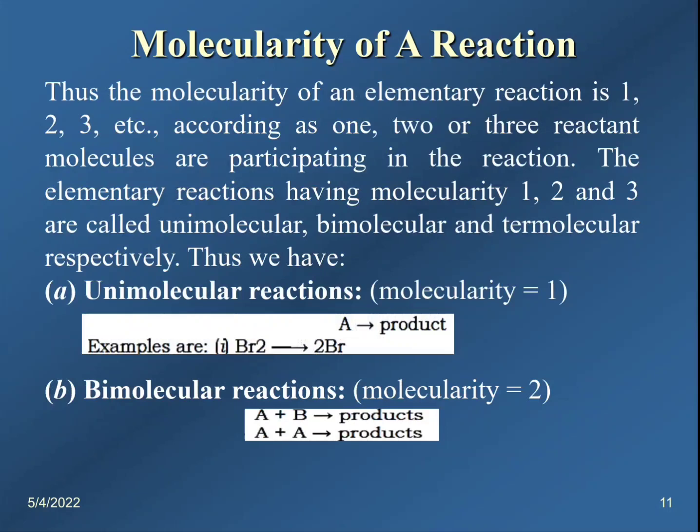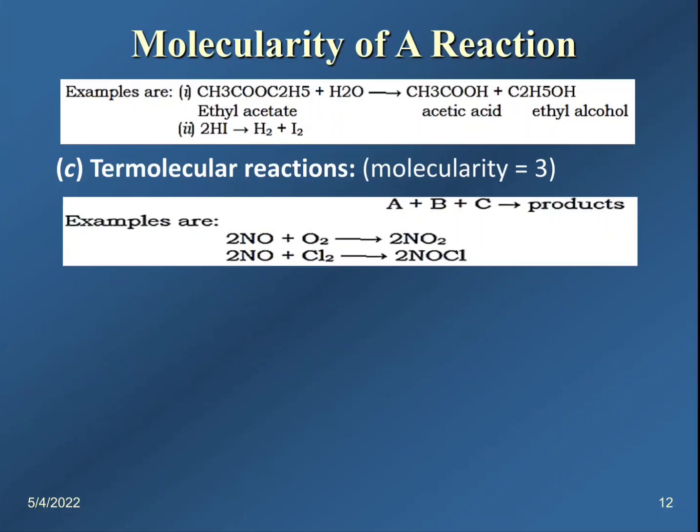Now the molecularity of an elementary reaction. An elementary reaction is one which occurs in a single step. The molecularity of an elementary reaction is defined as the number of reactant molecules involved in the reaction. The molecularity can be 1, 2, 3, etc., according to whether 1, 2 or 3 reactant molecules participate in the reaction. Elementary reactions having molecularity 1, 2 and 3 are called unimolecular, bimolecular and termolecular respectively.